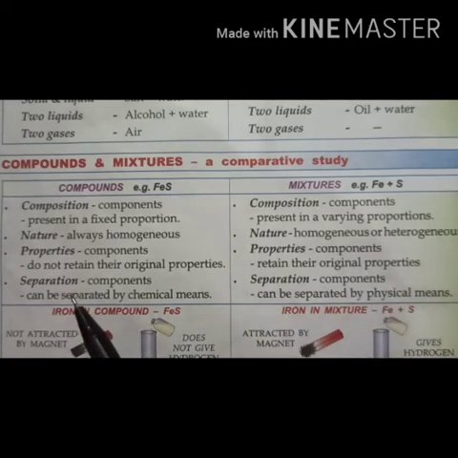Now next is separation wise. How can you separate out the components of a compound? Components can be separated by chemical means only, not by physical means. But in the case of a mixture, components of the mixture can be separated by physical means only, right?